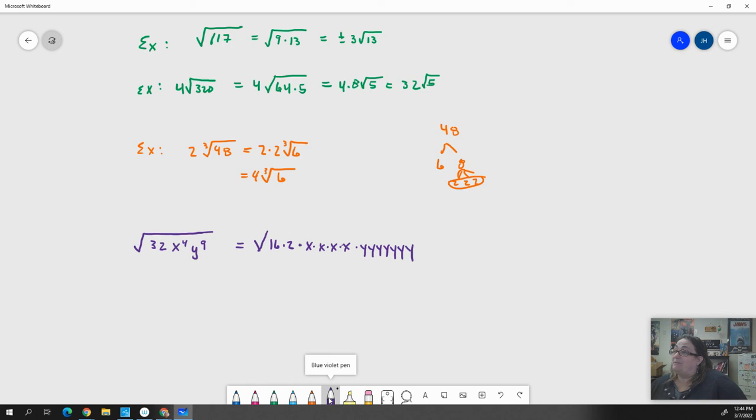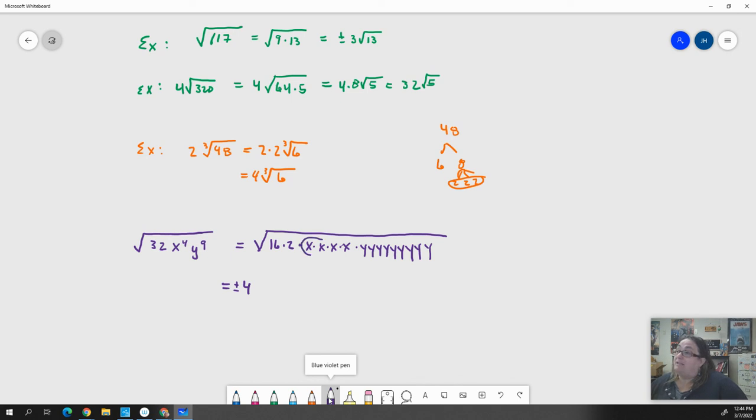Oh my gosh, why did I do this one? 1, 2, 3, 4, 5, 6, 7, 8. I was almost there. 9. I don't have to write these out. I can look at this and go, well, I have 16 is a perfect square. It is 4, right? Plus or minus. 2 does not match. Doesn't have a match, so it can't come out.